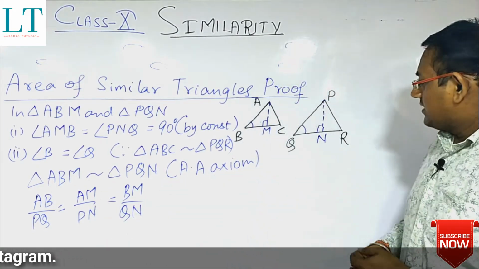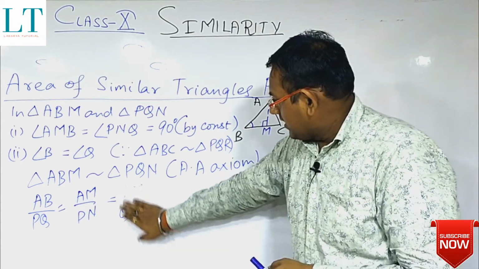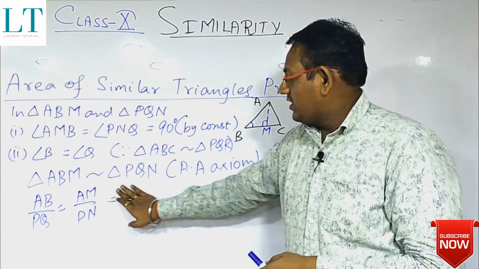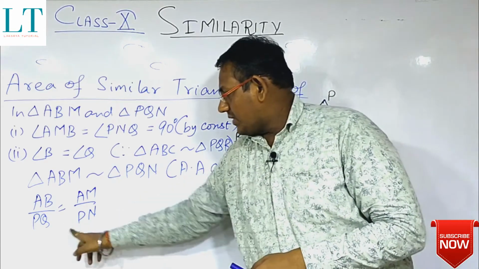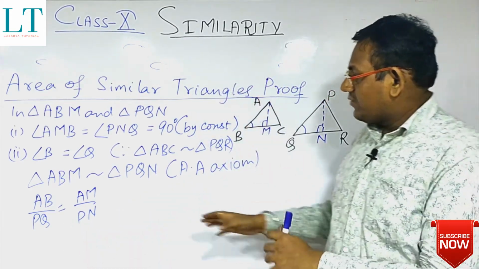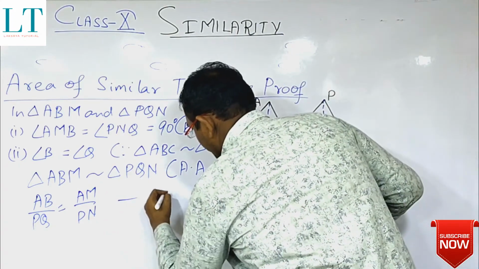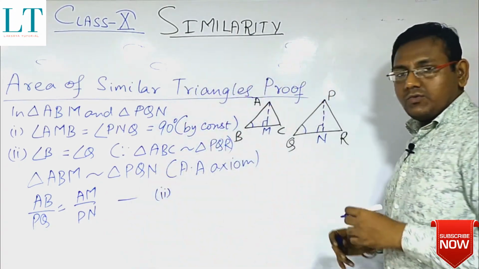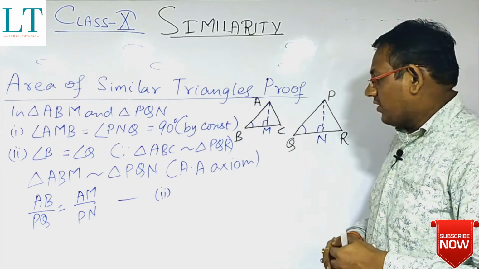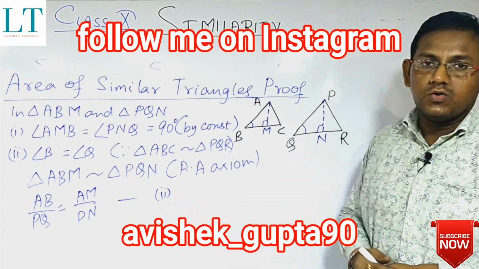Now in this particular case, we don't require this one. BM by QN, we don't require this one. We just require this one. Now we will understand why we only require this one. So let me mark this as point number 2. We are going to use point number 1 that we already discussed. We are going to use point number 2 over here.